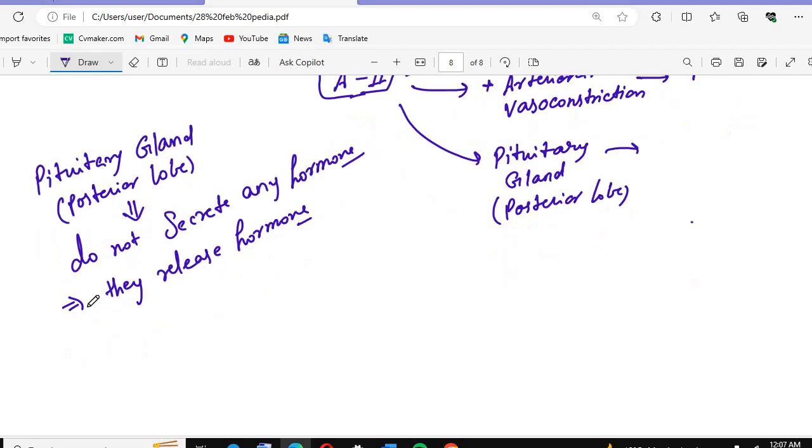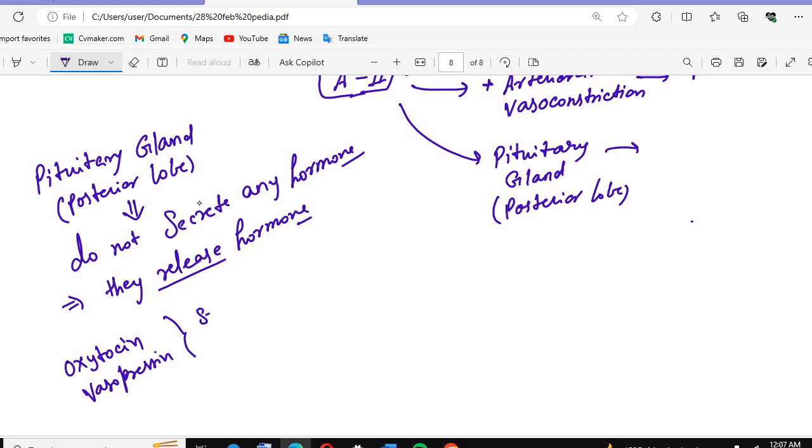Here we studied oxytocin and vasopressin. Are they secreted by the pituitary gland? No, they are released by the posterior lobe of the pituitary gland. They are secreted by the hypothalamus.